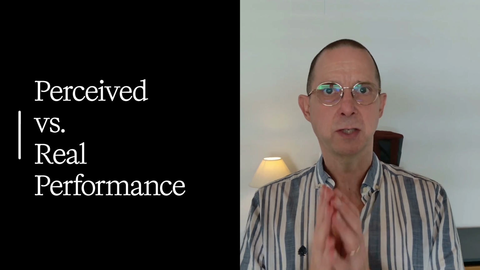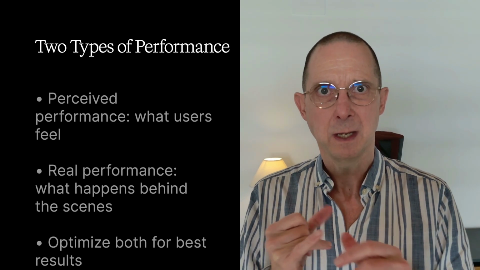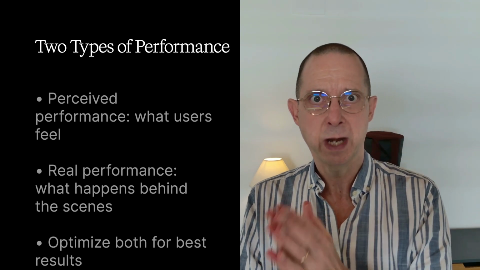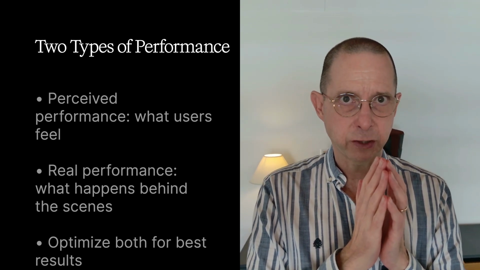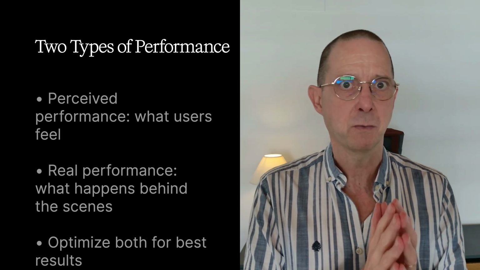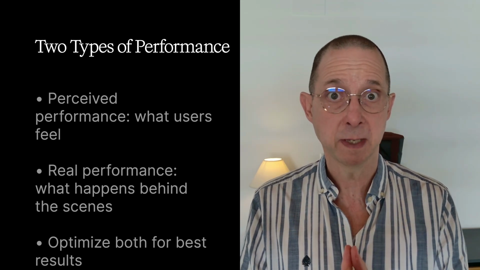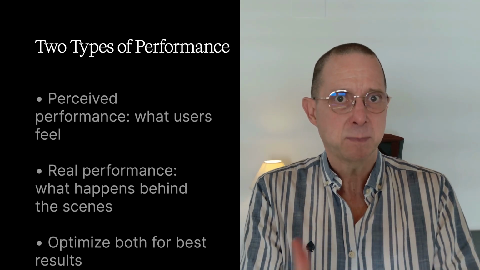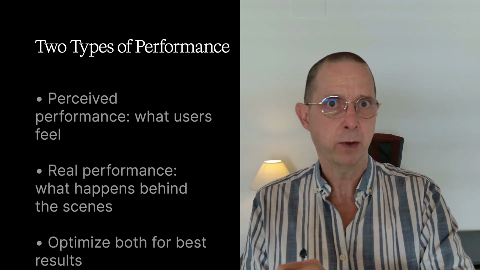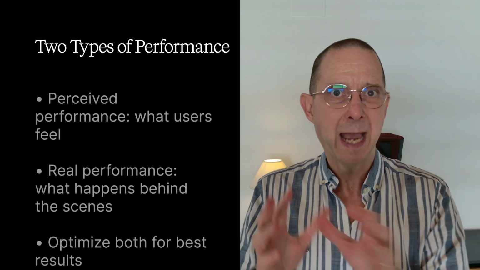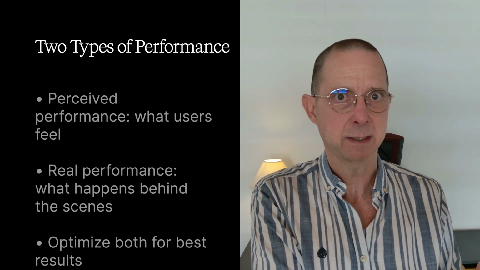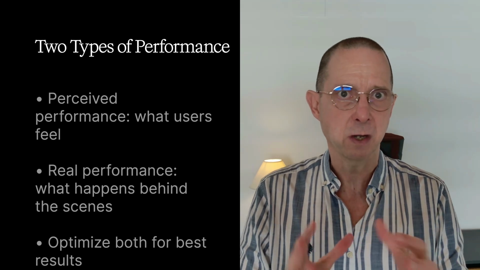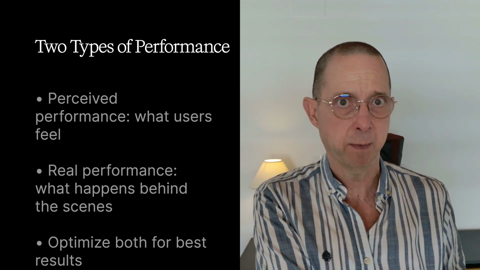Step number one is understanding the two types of performance. There is perceived performance and there is real performance. And when I work with clients, the first thing I try to make them understand is that both of these are really important. Perceived performance is what your users feel, how responsive your app seems when they click on a button or fill out a form or take some sort of action. Whereas actual performance is what's happening behind the scenes. So database queries, API calls, backend workflows, front-end workflows, all of those are affecting real performance.